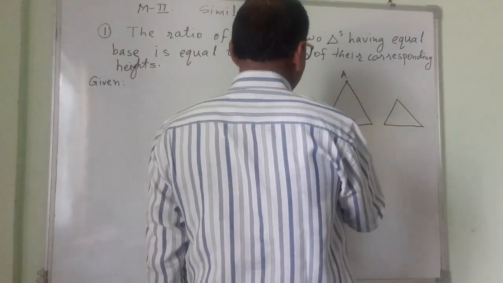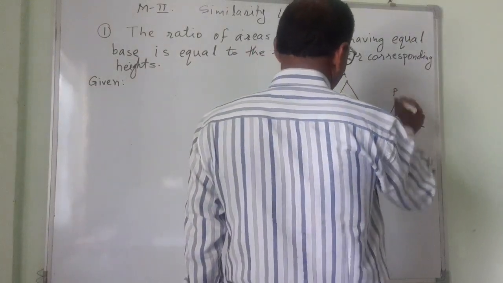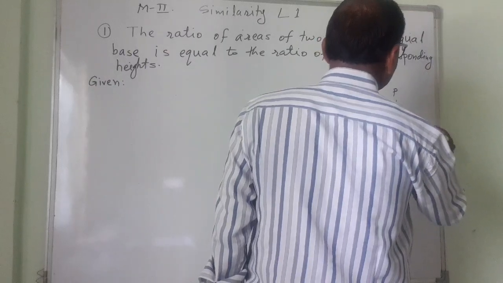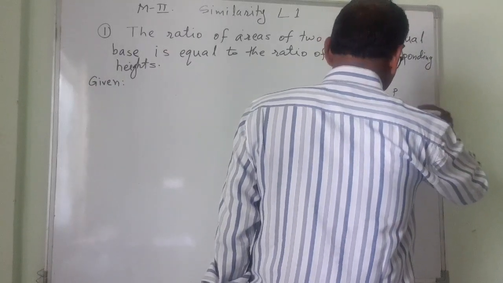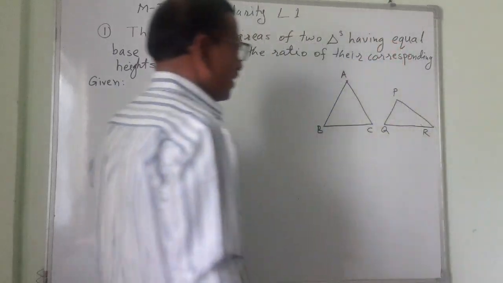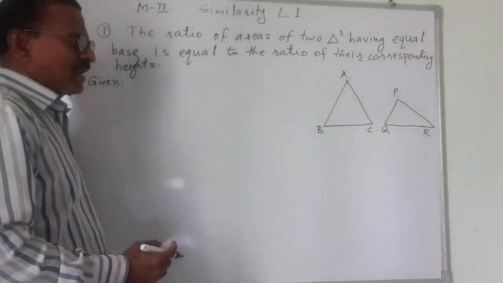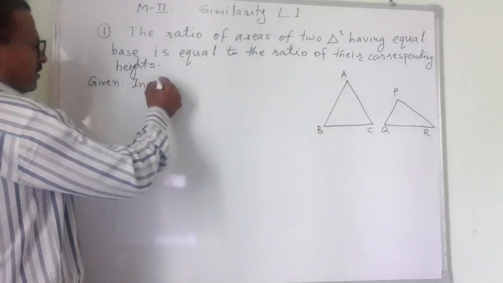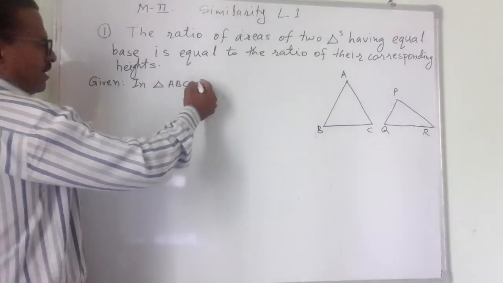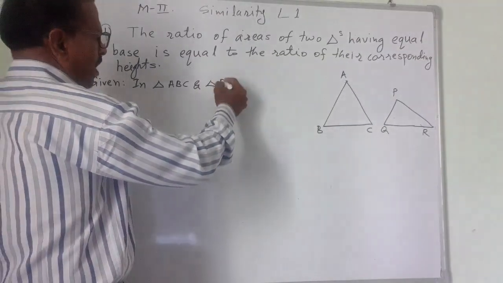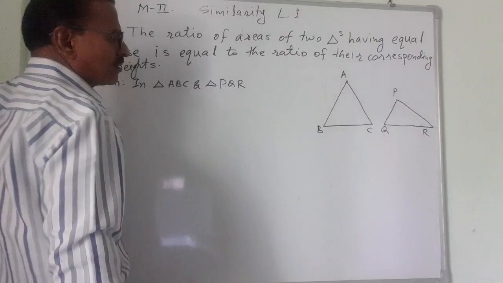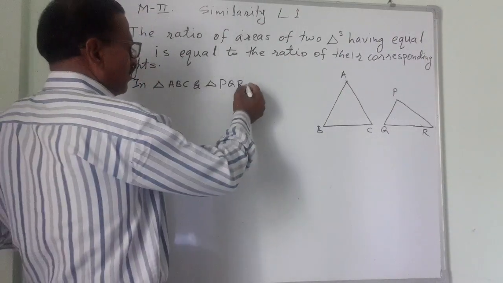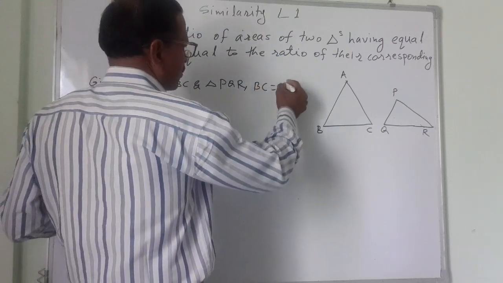Area of triangle ABC, and this is PQR. The bases are equal, they have said in the statement. BC and QR are equal, given. In triangle ABC and triangle PQR, the bases are equal, so BC equals QR.